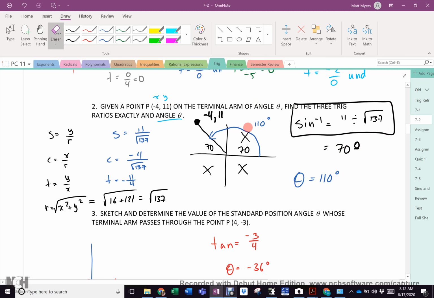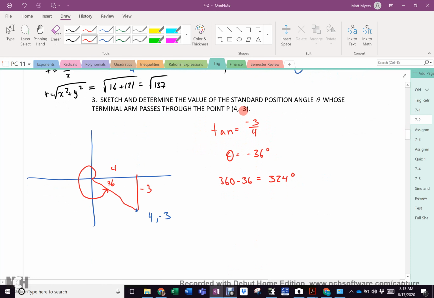But that makes no sense, because I know it's got to be way out here. 70 is the reference angle, but it's not theta, because theta has to be in standard position. So it has to be this side of it. Well, we remember from the first lesson, this all the way to here is 180. But I'm going 70 degrees short, so this is 110 degrees. That's what theta is.